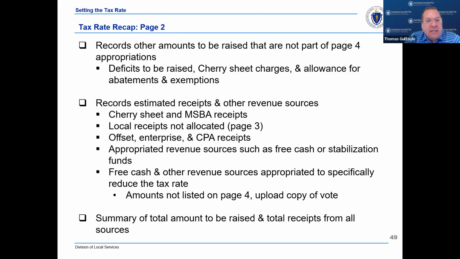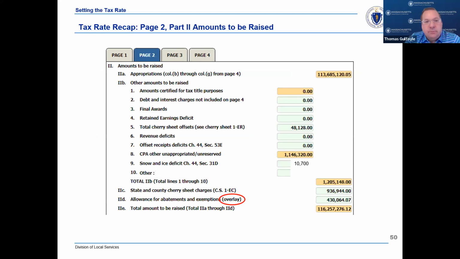I'm going to jump it back to Andrew, I believe, to go on to page 2. Thank you, Tom. So page 4, as I detailed earlier, was all of the appropriations you made at a city council or town meeting. The legislative body appropriated. Page 3, as Tom just went over, was all of the local estimated receipts you have available. We're now moving to page 2.